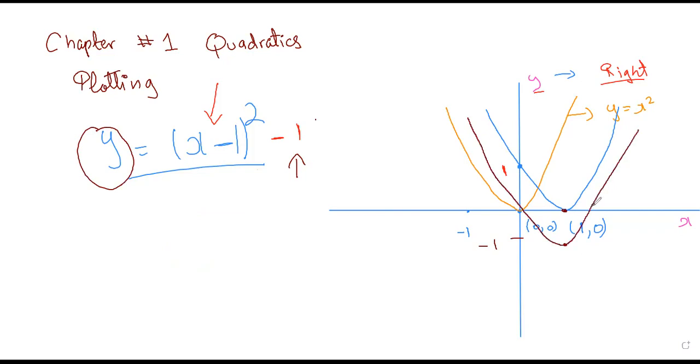And in this case, we need to focus on two things. What is this value? What is this value? And what is this value? I will rub all the other graphs.